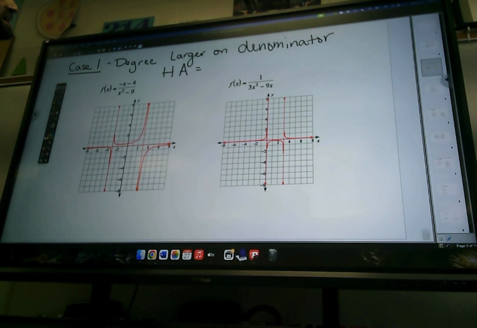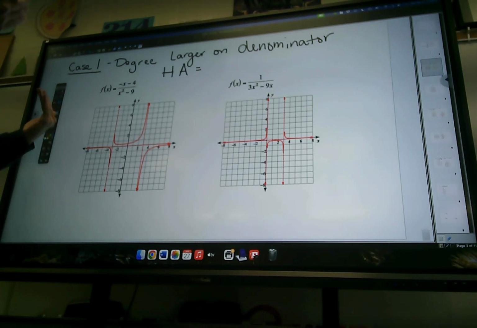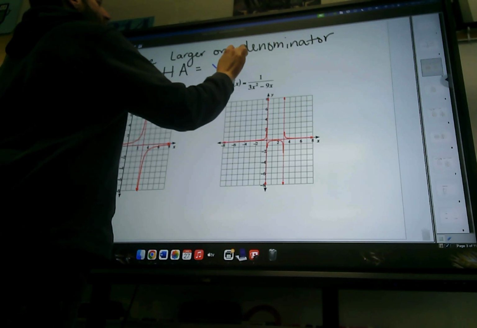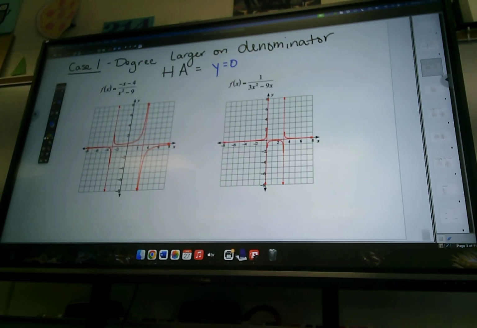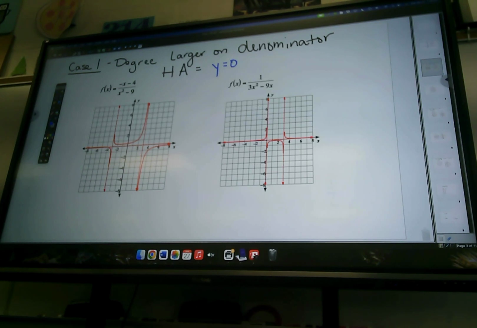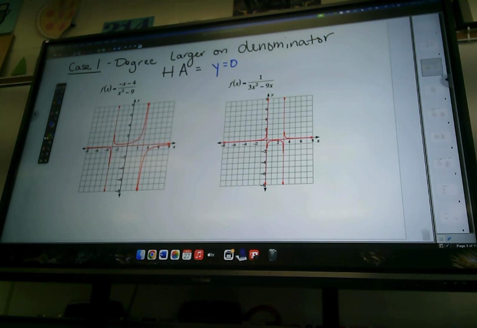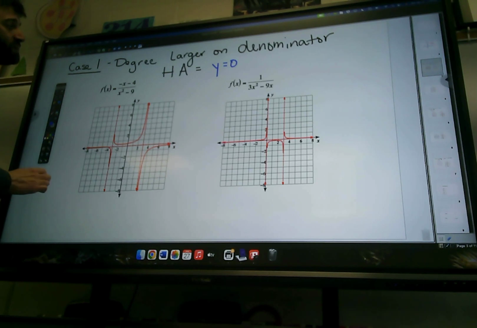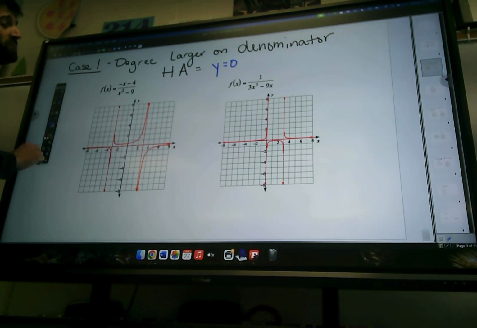Now what we can see, if the degree is larger on the bottom, on the denominator, there is always, always, always going to be a horizontal asymptote at y equals 0. Because in that battle between the numerator and the denominator, the denominator is going to win. Its power is going to overpower the numerator, and it's going to drag that y value down to 0. So as you can see, the y value on each one of these is going to approach 0.